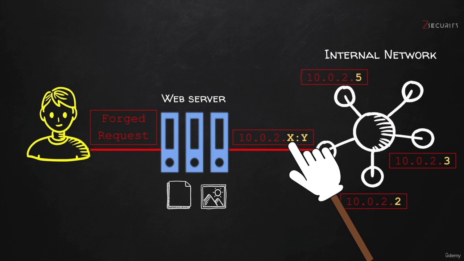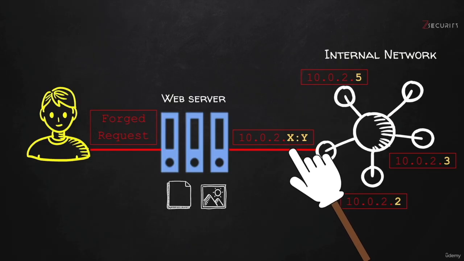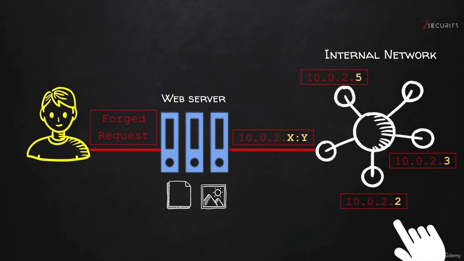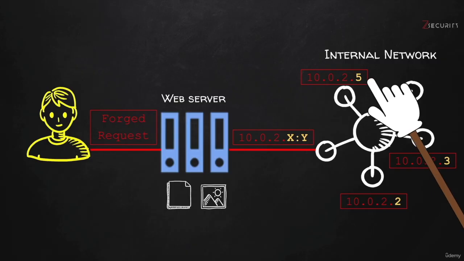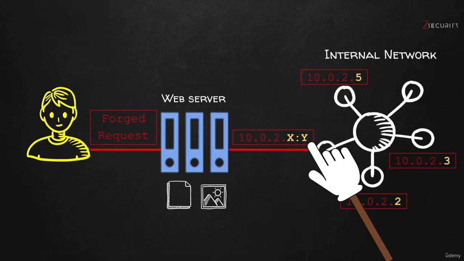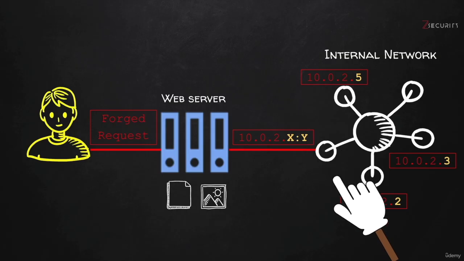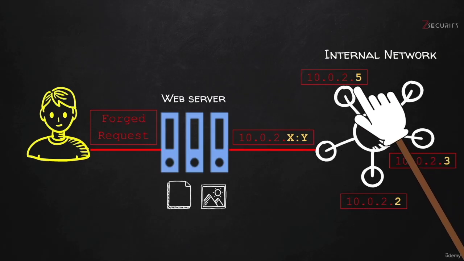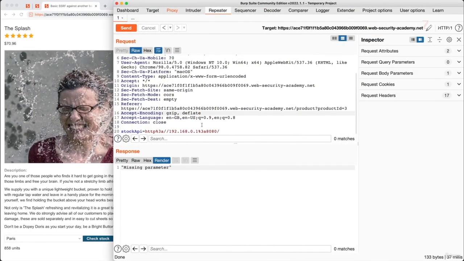So simply by sending requests to every single possible IP by increasing the X value in here, we will be able to discover all of the valid clients or all of the live clients on the network. You can also change the Y value to discover the ports running on these clients. And we can do all of this using the Intruder, which you've already seen how we can use.